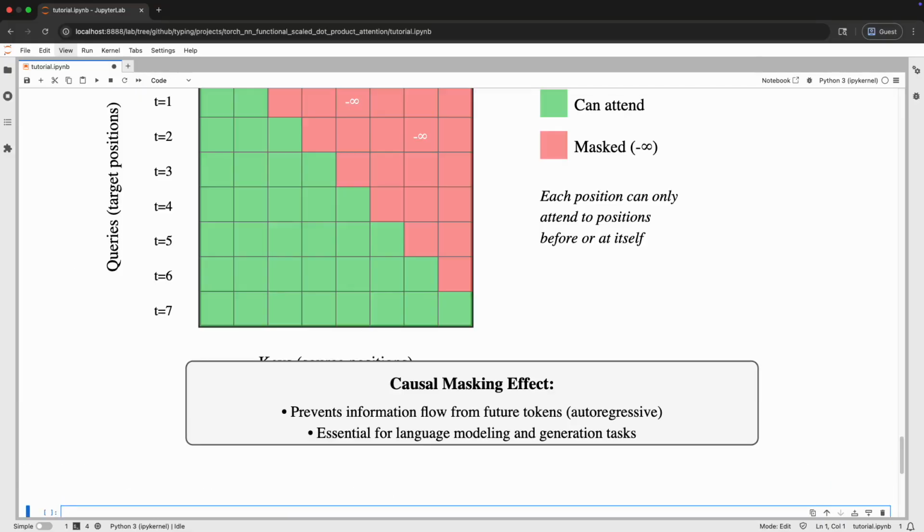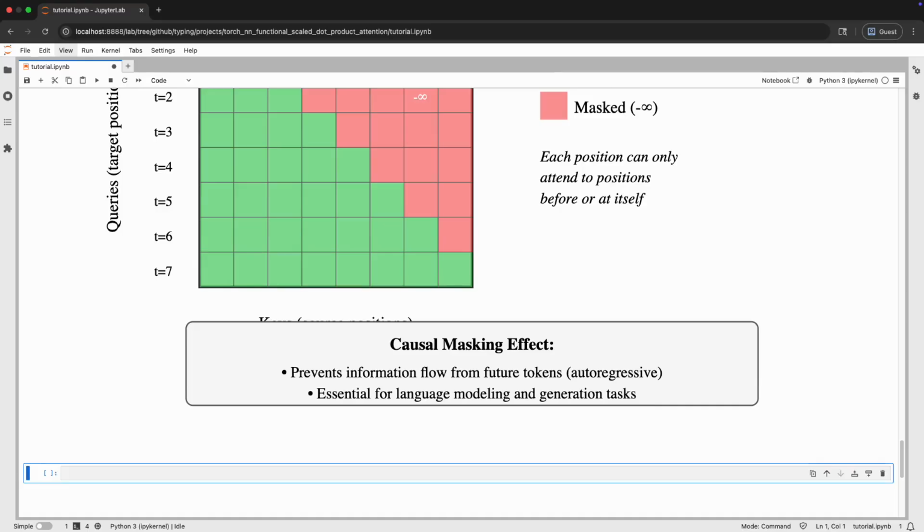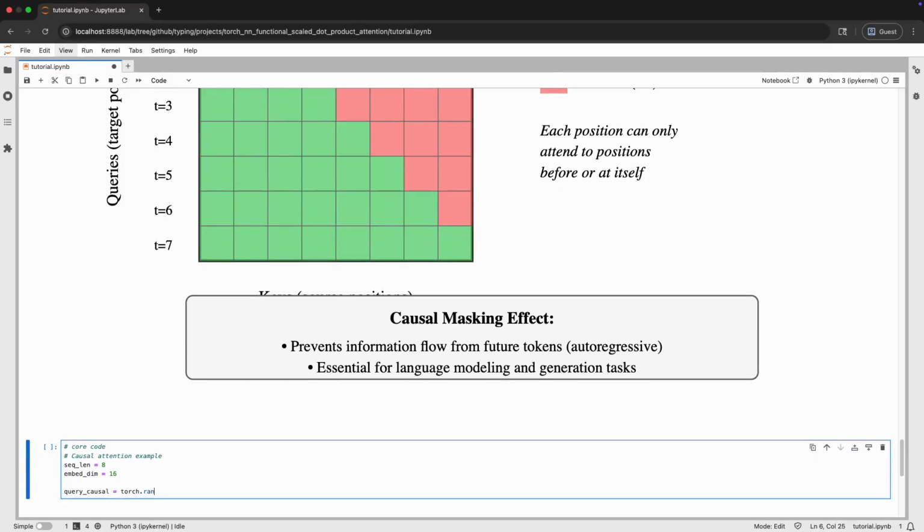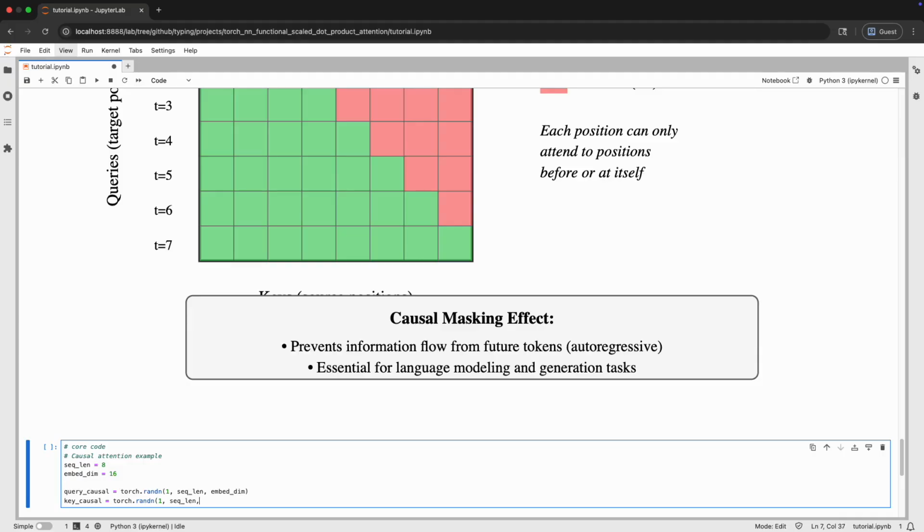Causal attention is crucial for autoregressive models like GPT. In causal attention, each position can only attend to previous positions, not future ones. This prevents information leakage from the future during training. Take a look at this diagram showing the causal mask pattern. Let me demonstrate causal attention in action. I'll create a test to verify that causality is properly enforced.